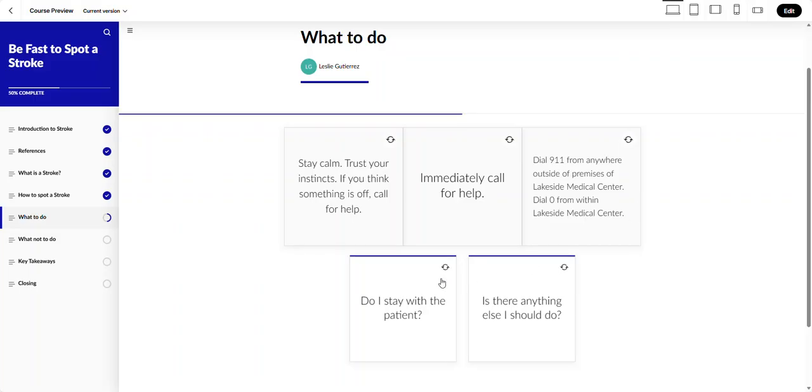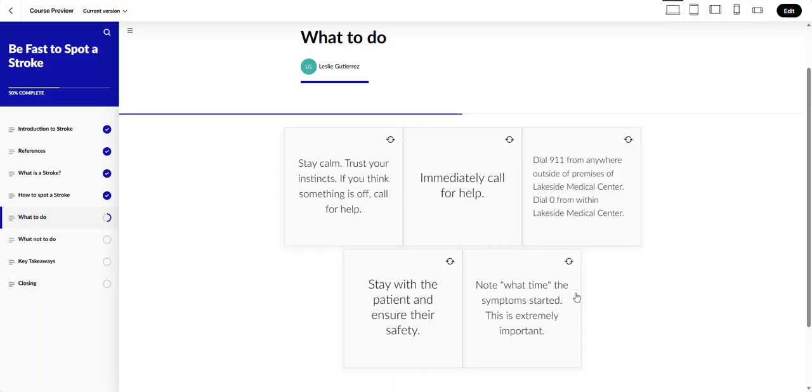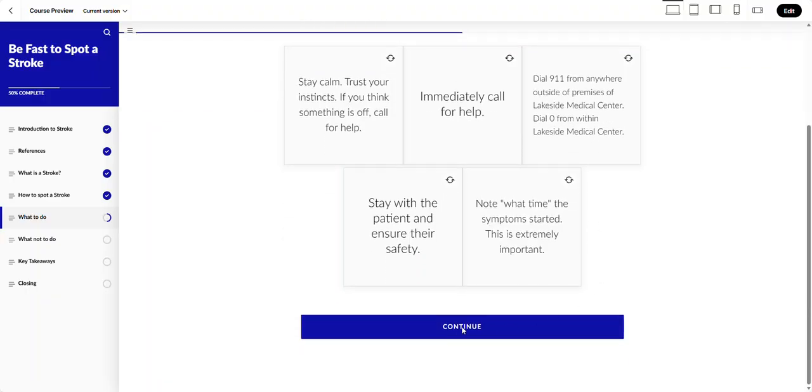Do I stay with the patient? Stay with the patient and ensure their safety. Is there anything else I should do? Note what time symptoms started. This is extremely important. Continue.